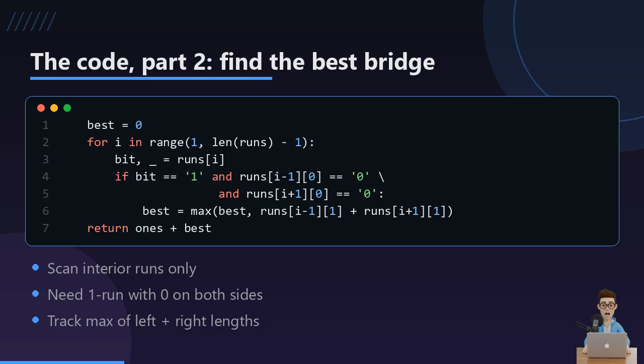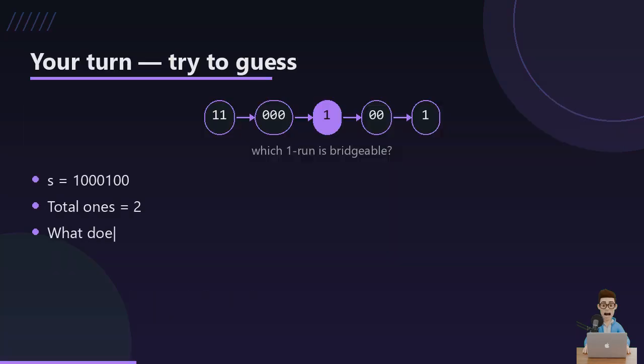For every group of ones that has a group of zeros on each side, we add up the sizes of those 2 zero groups, and we keep the biggest total we find. At the end, the answer is simply our starting ones plus that best total. Nice and short. Time for a little challenge, so go ahead and pause the video.